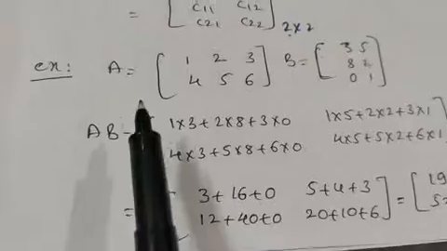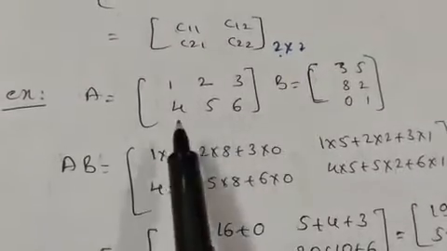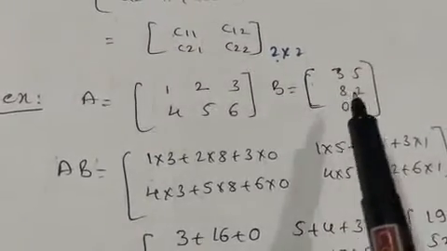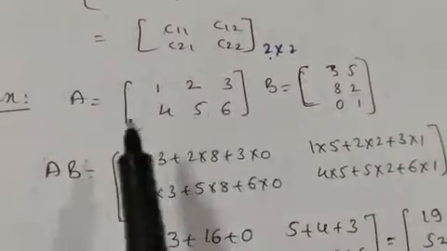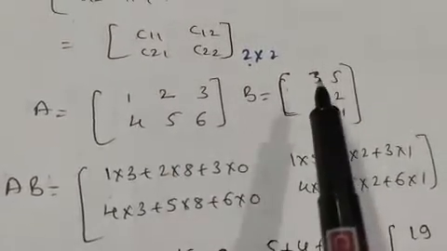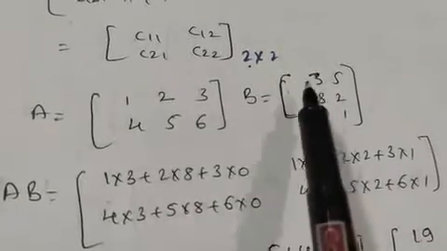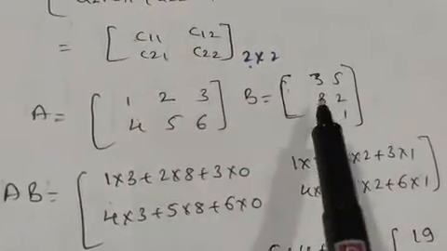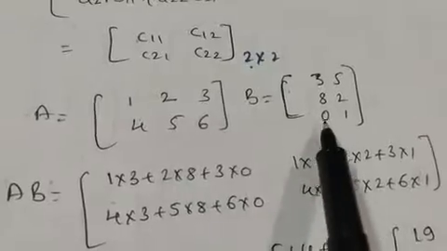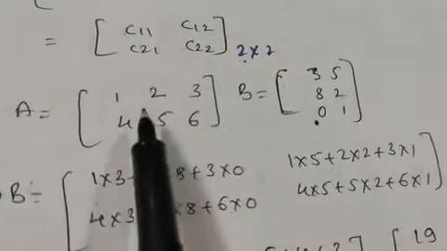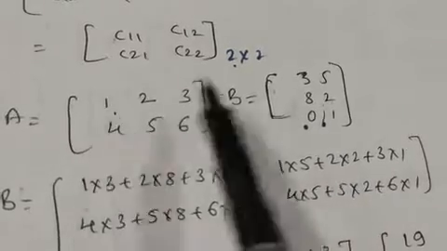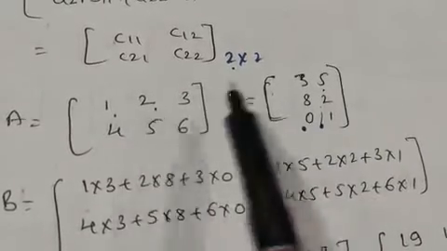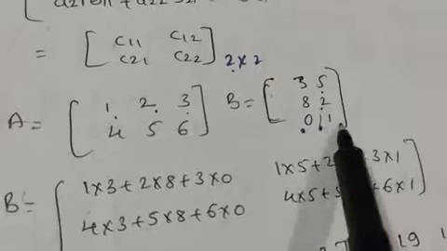Take one simple example here. A is equal to 1, 2, 3, 4, 5, 6 and B is 3, 5, 8, 2, 0, 1. Let us try to solve this one. First row into first column: 1 into 3 plus 2 into 8 plus 3 into 0. Then first row into second column: 1 into 5 plus 2 into 2 plus 3 into 1.